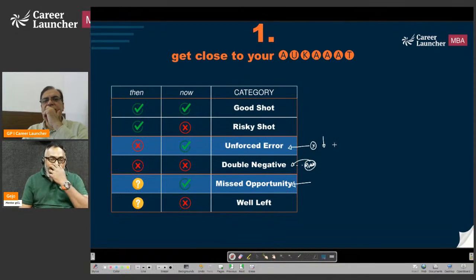GP, anything about what students can do in terms of, I'm sure that we are doing sessions specifically within VRC, within DLR, within QA. So each section may be different, but broadly, any sort of advice to the students making all these errors, unforced errors.